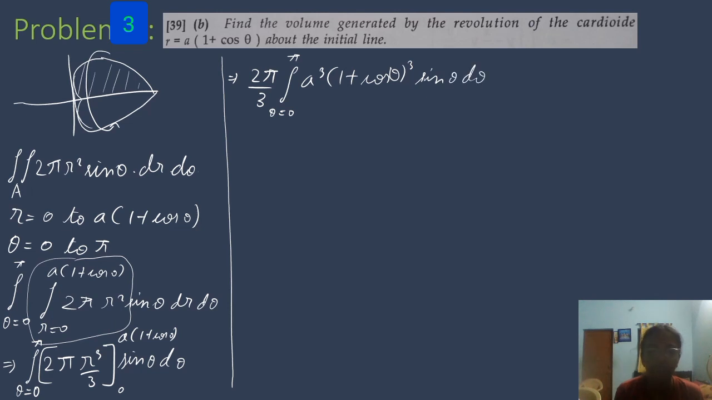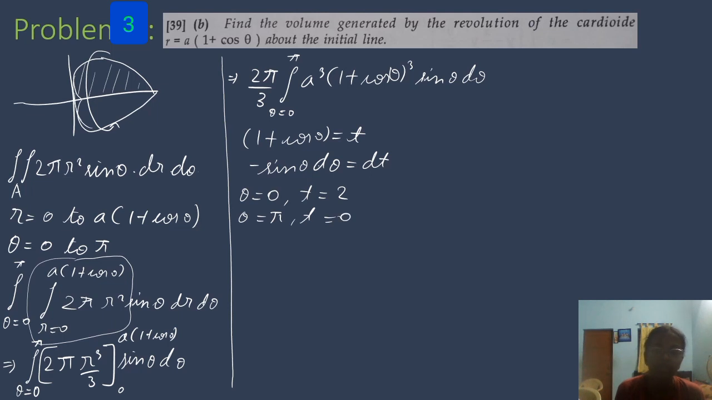Now let 1 plus cos theta be equal to t. If we differentiate this, we'll get minus sine theta into d theta equals dt. Now, if theta equals 0, then t equals 2. And if theta equals pi, then t equals 0. By using this, we can apply the new limits to the integration equation. 2 pi by 3 into 2 to 0. Let's take a cube outside. Then we'll get t cube into minus dt. Now to get rid of this minus sign, we can simply flip the limits.